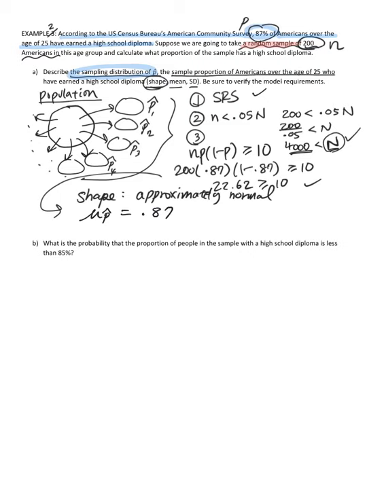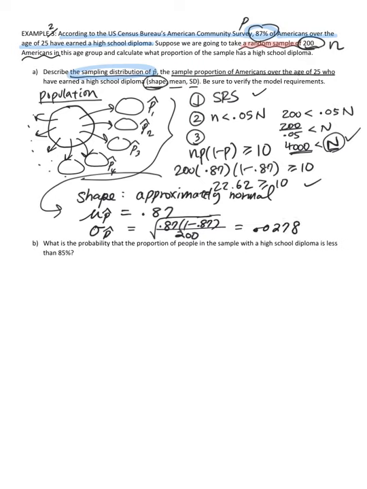And then sigma sub p hat is the square root of 0.87 times 1 minus 0.87 divided by 200. So you can go ahead and punch these numbers in your calculator. So it's about 0.0278.